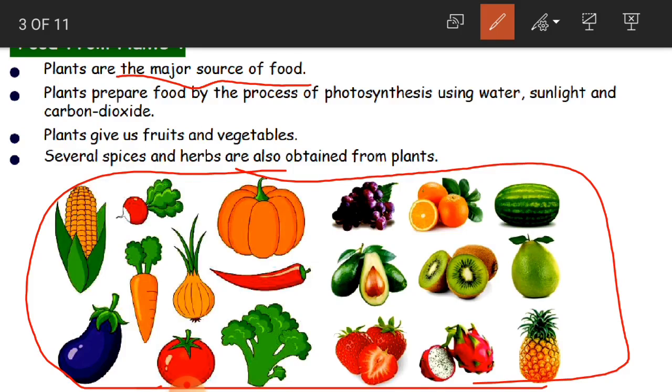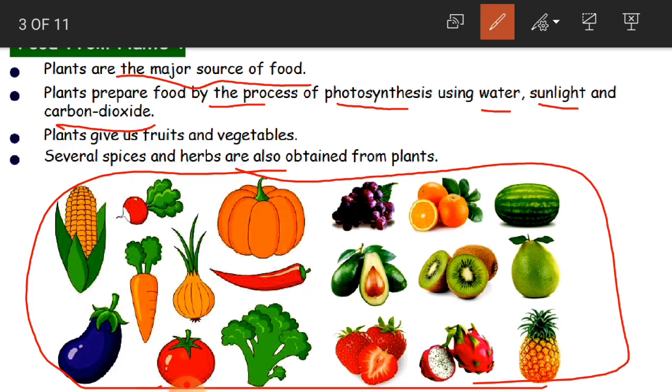Plants prepare food by the process of photosynthesis using water, sunlight and carbon dioxide. Plants are producing food for us, but plants themselves must have food to be alive. To survive they have to get food. Then how are they getting the food, children? They prepare their own food. And what is that process called? It is called photosynthesis.